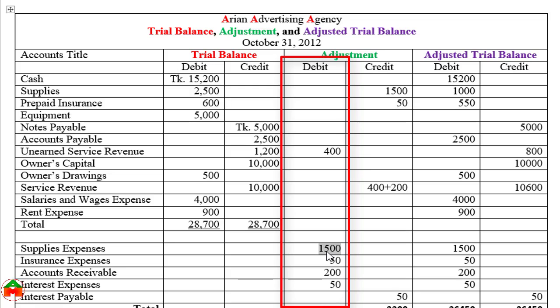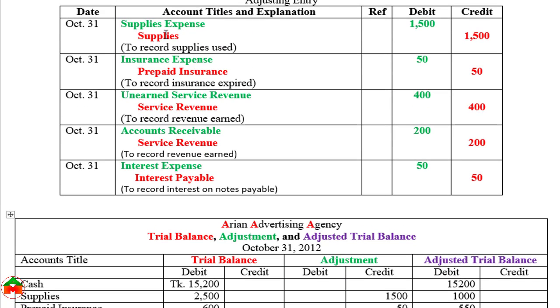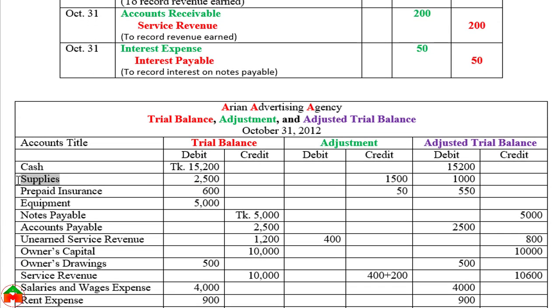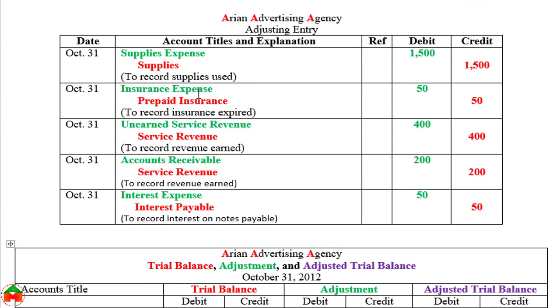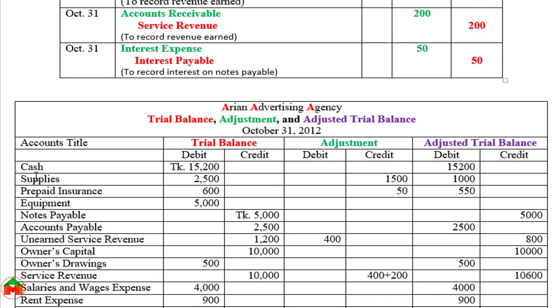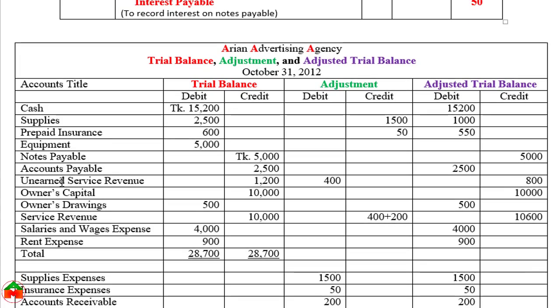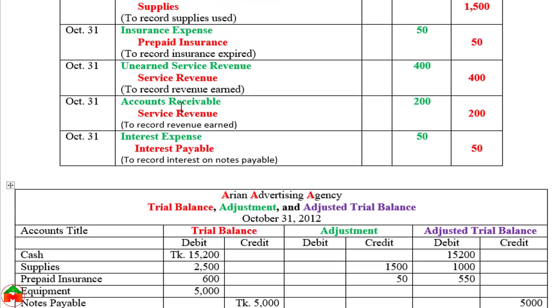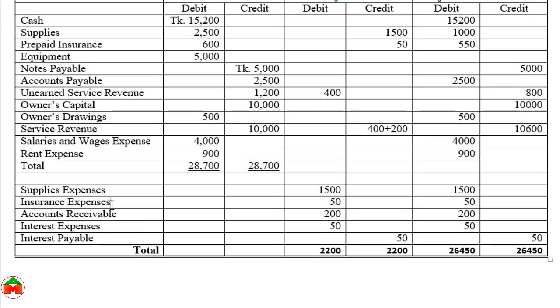1500 is debit, and supplies is credit with 1500. This account exists, so we write 1500 on the credit side of supplies. Next one is insurance expense 50 debit. Is there any insurance expense here? No, there is no insurance expense, so I need to create a new account, namely insurance expense, and write the amount of 50.